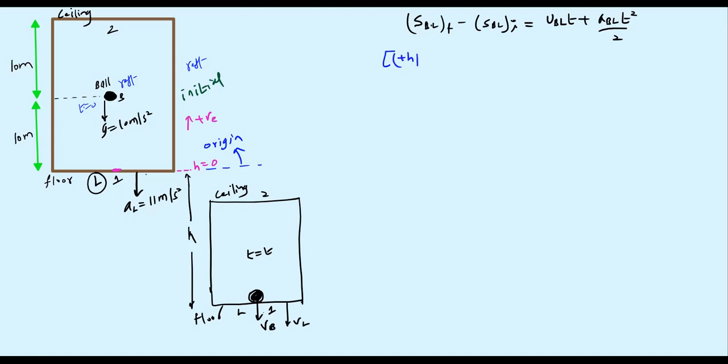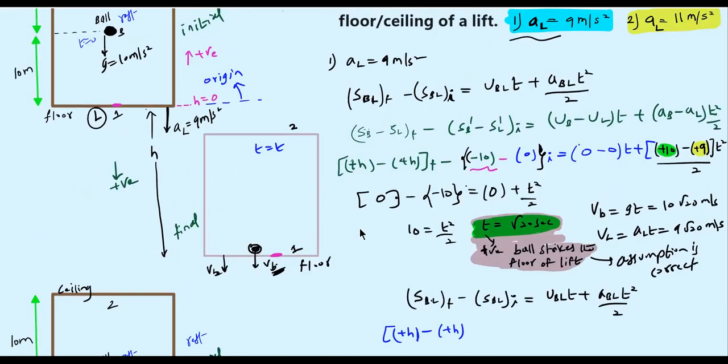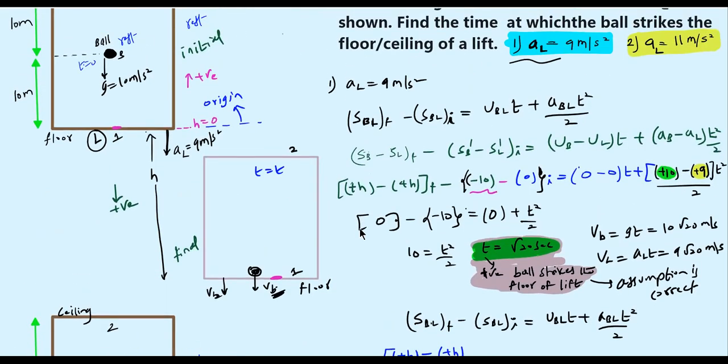This will be plus h finally. Plus h, because anything directed downward will be positive, anything directed upward will be negative. I think the previous one, what I made, it should be a negative sign. Okay, fine.